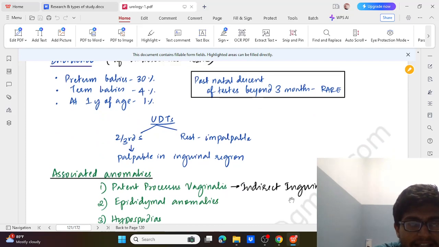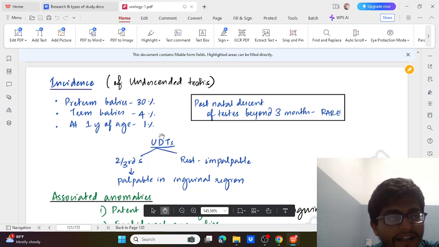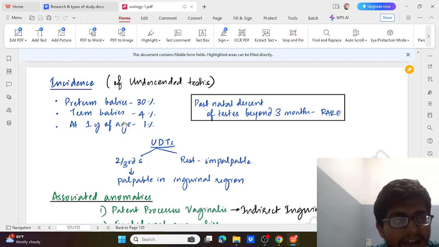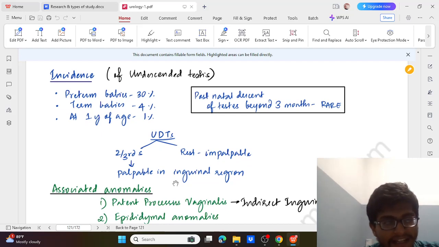Now we will see the incidence of undescended testis. In preterm it is 30%, in term babies it is 1%, and at age 1 year it roughly reduces to 1%. Postnatal descent of testis occurs up to 3 months. After 3 months it is rare. In undescended testis, two-thirds of cases are palpable in the inguinal region, so they have reached up to the inguinal canal, and the rest are impalpable, so they can be in the abdomen or can be atrophic.